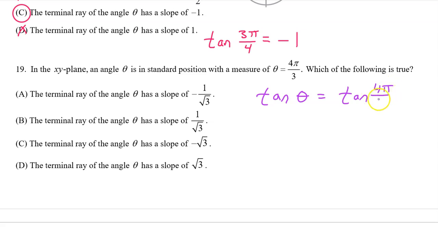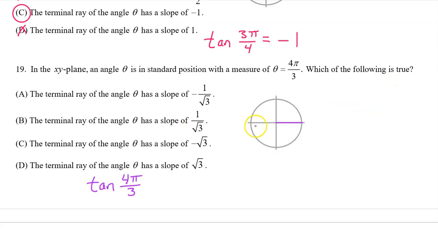4 pi over 3. To locate the quadrant of 4 pi over 3, we think of pi as 3 pi over 3. Therefore, 4 pi over 3 will be 1 pi over 3 more than 3 pi over 3. That puts it into the third quadrant. We can see that the reference angle is pi over 3. So the tangent of 4 pi over 3 will be the same as the tangent of pi over 3, except we have to be careful of the sign.